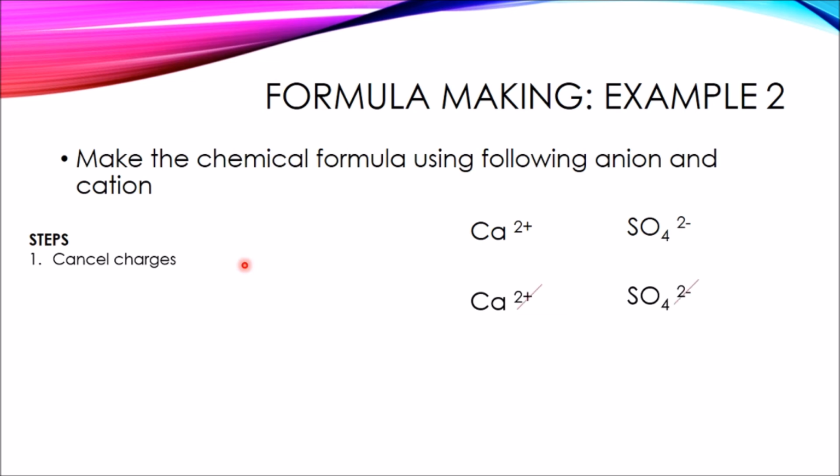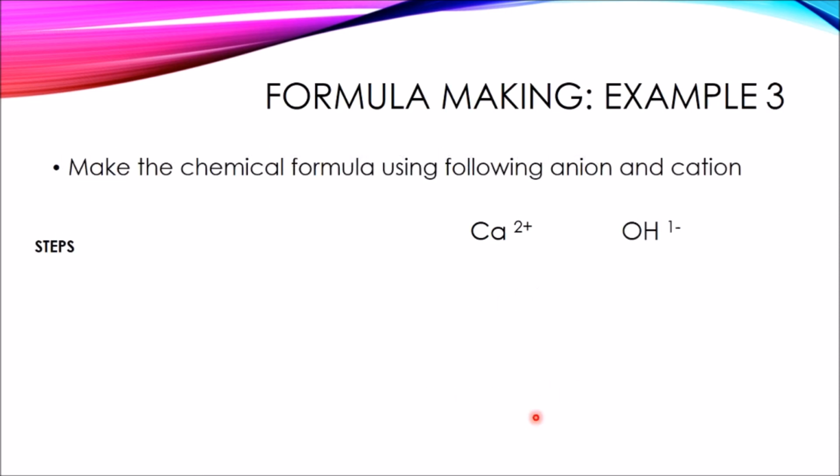Whenever you have the same charges, you cancel out the whole charges and you are left with only the elements, which is CaSO4. So in this case the formula will be CaSO4. The next step will not apply because this is the only thing we are left with. CaSO4 is calcium sulfate. You should also know the names of the compounds formed.